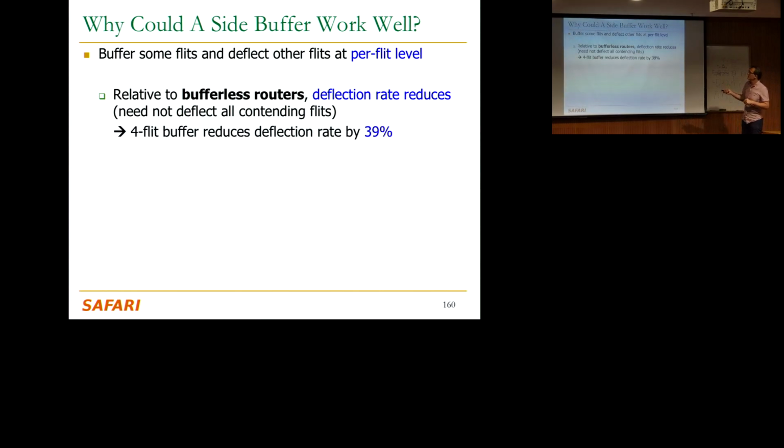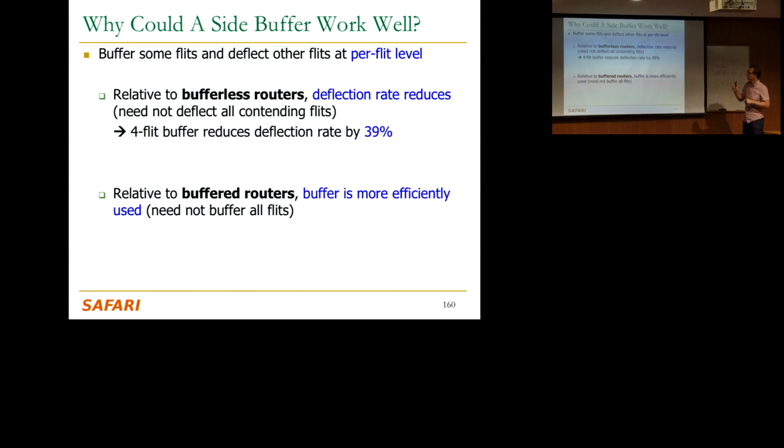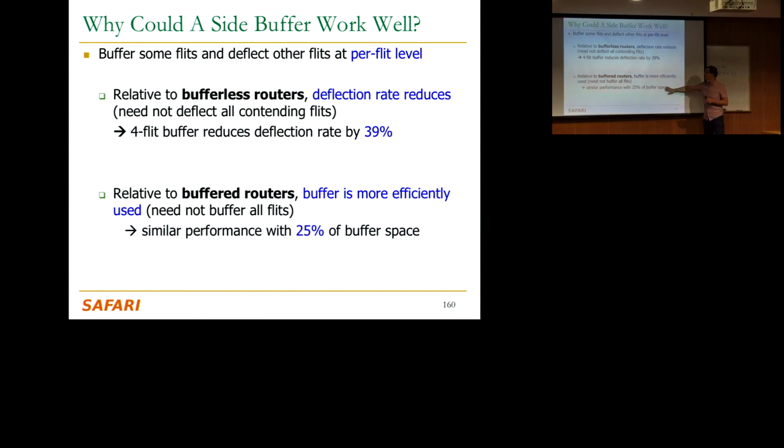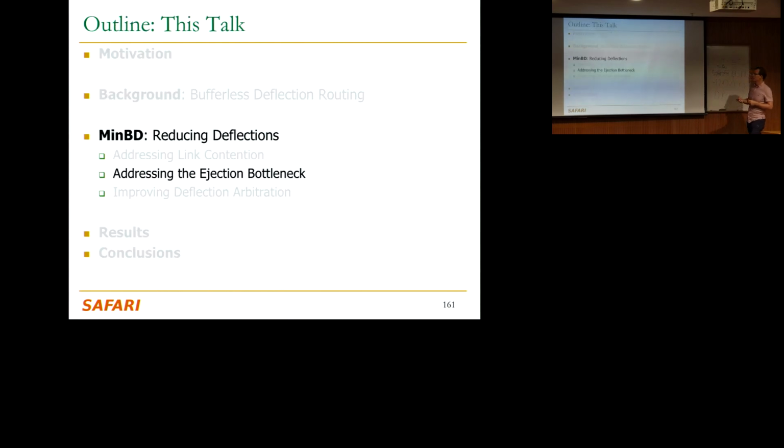Okay, so relative to bufferless routers, the deflection rate reduces. Basically, this is what we do. We said that already. So the flit buffer reduces the deflection rate by 39%. And we looked at different flit buffers. And relative to buffered routers, the buffer is much more efficiently used. You don't need to buffer all flits. You get basically similar performance with 25% of the buffer space.